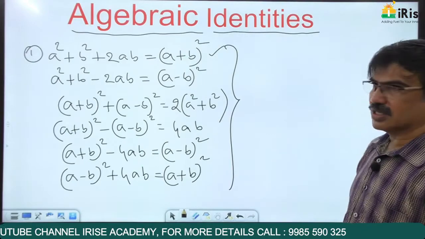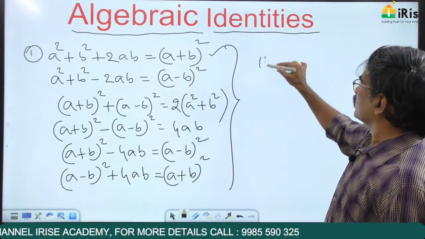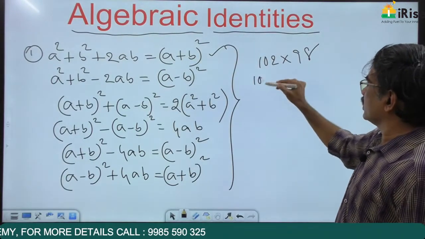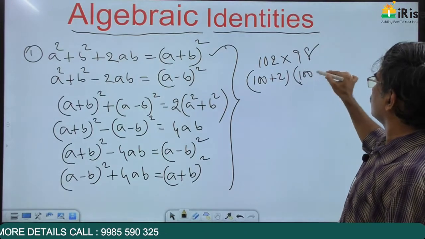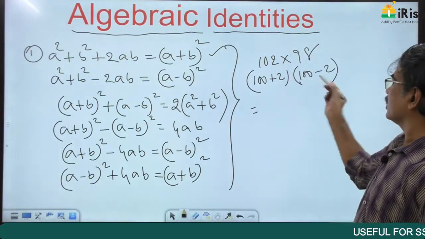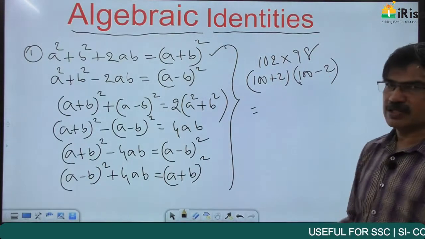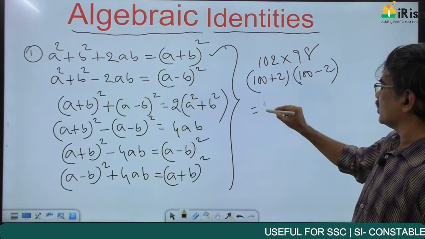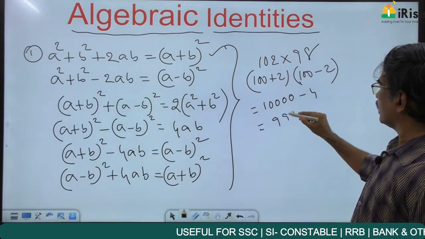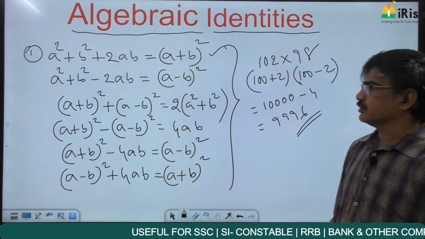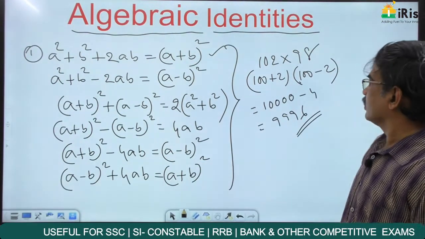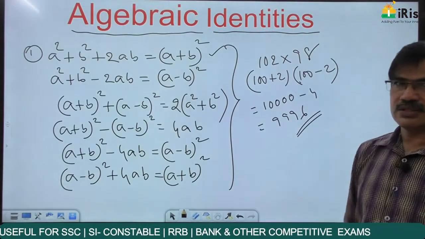So some questions can be solved. For example, what is 102 into 98? This can be written as (100 plus 2) into (100 minus 2). Multiplication is somewhat difficult, but usage of this formula is very easy. This is in the form of (a plus b) into (a minus b), which is equal to a square minus b square. So 100 square minus 2 square, 10000 minus 4, we get 9996. This is the answer for this question. So if we know the formula perfectly, we can solve the questions based on this.